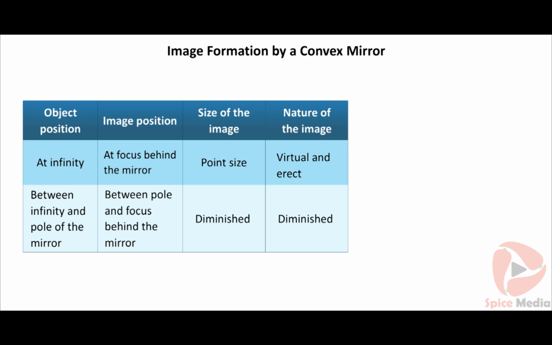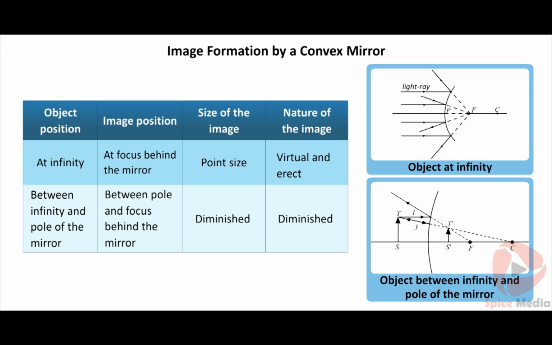A convex mirror always forms a virtual, erect, and diminished image irrespective of the position of the object. The given table details the nature, size, and position of the image for two different positions of the object. Let's look at the uses of convex mirrors.